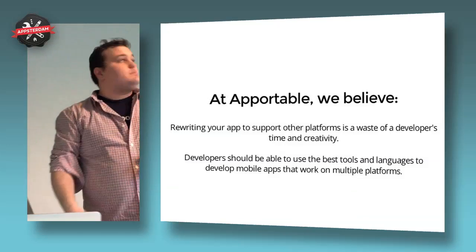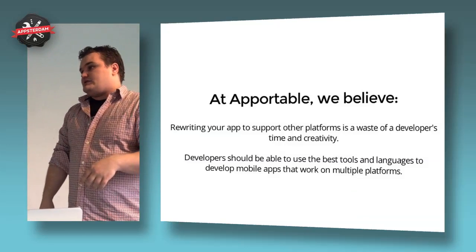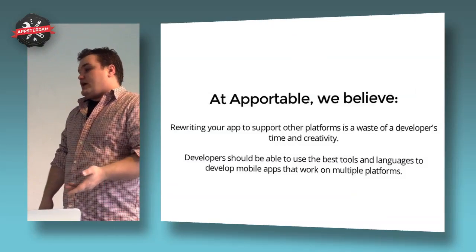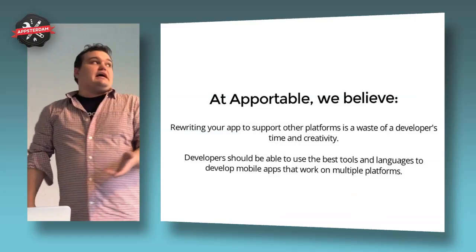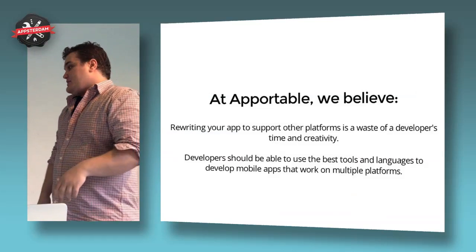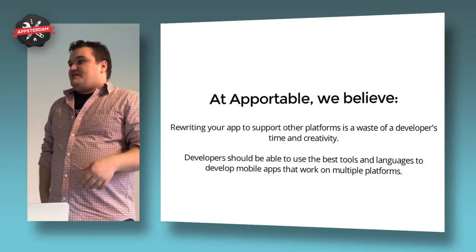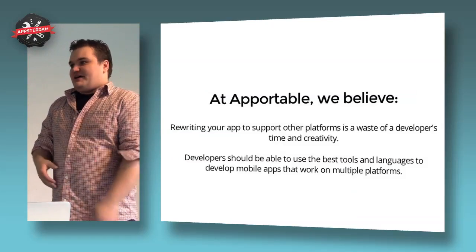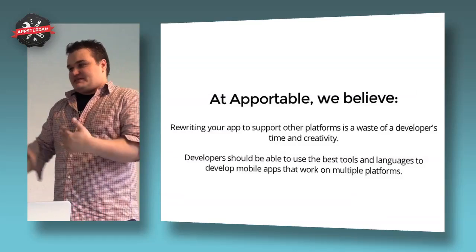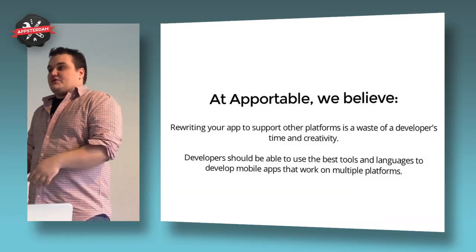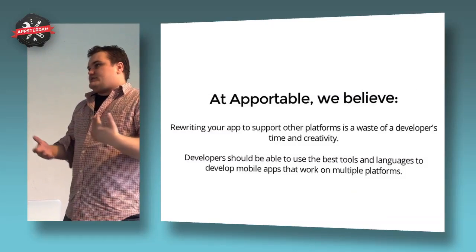We have kind of one big belief at Apportable that rewriting your code is silly. You shouldn't have to rewrite your code to go to Android and iOS. And having two separate apps is a waste of time because then you're releasing twice, and you have to QA it twice, and you have twice the code and twice the release schedules. It's silly. So what we're trying to do is solve that without sacrificing anything.